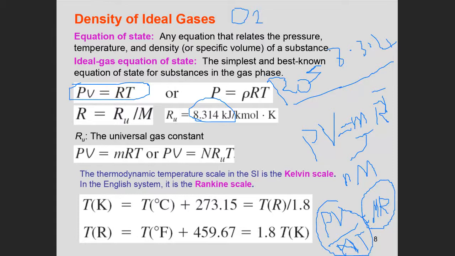How much is the molecular mass for O2? Do you remember, guys? 32. So you have to divide 8.314 by 32 in order to get the gas constant for O2. Is the idea clear to you? What is the gas constant and universal gas constant? Clear to you this point? Yes. Brilliant. Thank you very much.